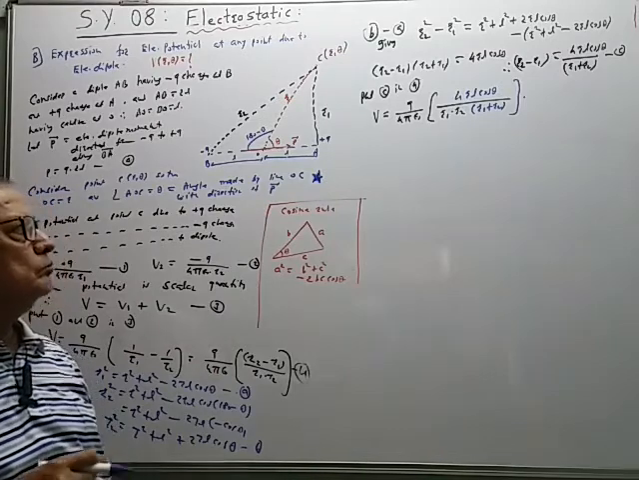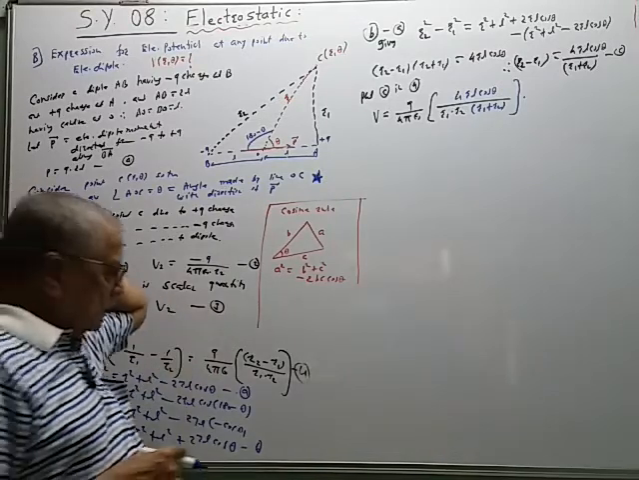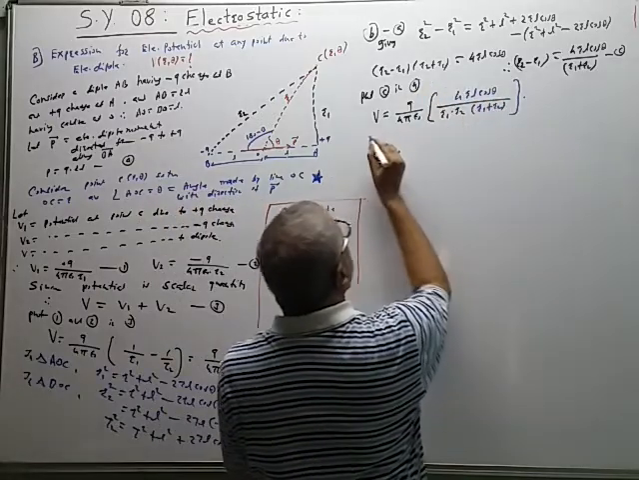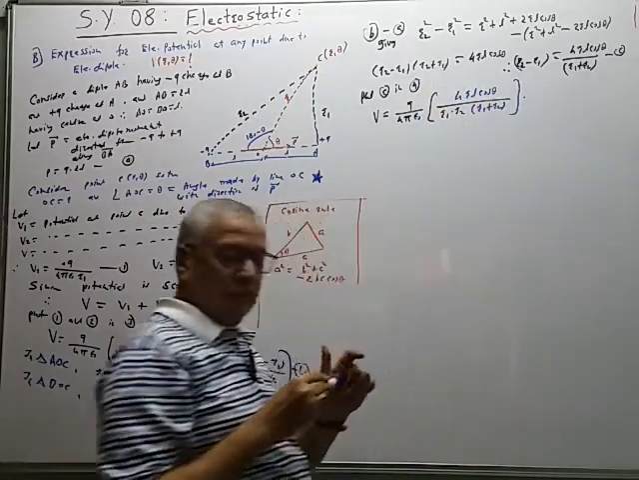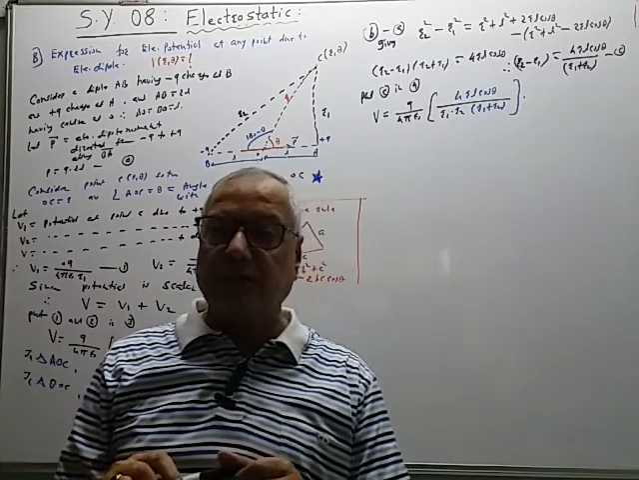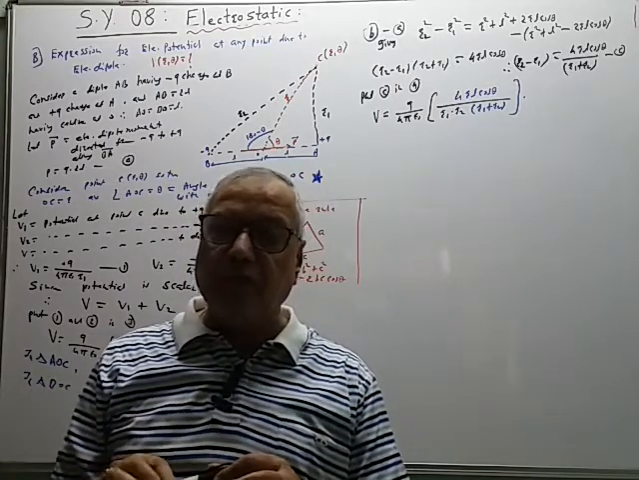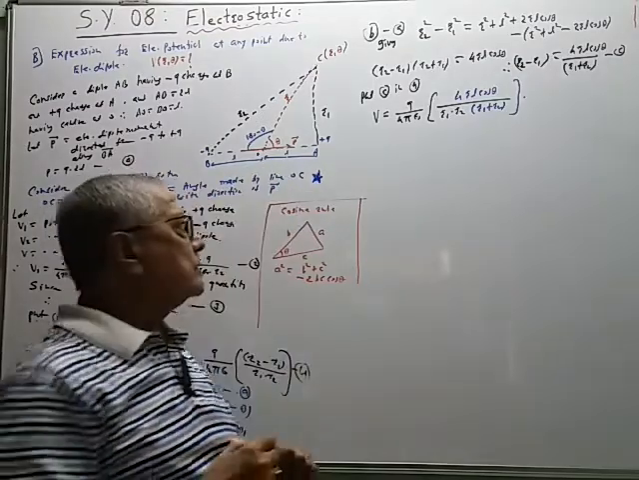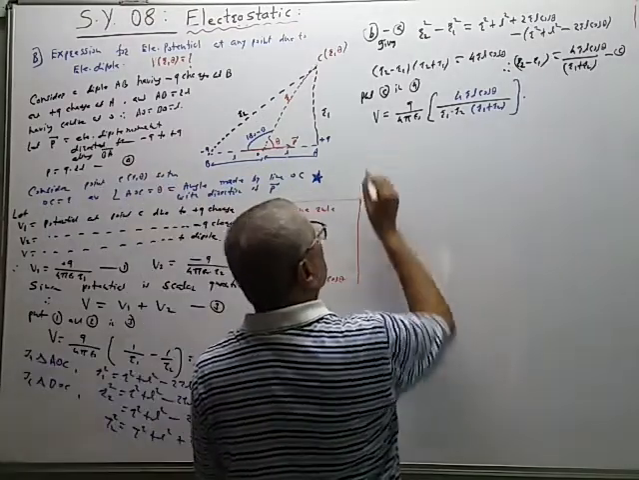Now here we have to use the approximation. The approximation is like this. In physics and math we use approximations quite often. When we use some approximation, there are some conditions, there are some limitations. So in this case, the condition is like this.